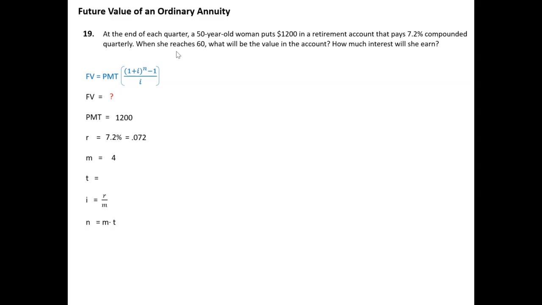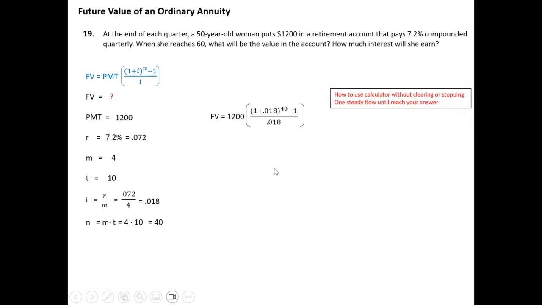Okay? If you read the problem correctly, it says that the woman put this money in the account when she was 50 years old. And when she was 60, she wants to see how much money is in the account. So from 50 years to 60 years, the time will be T. 10 years will be the time. So T is 10. Now the I will be R 0.072 divided by 4, which will give us 0.018. And the N will be M times T, which will be 4 times 10 will give us 40. So plug it into the formula, right?